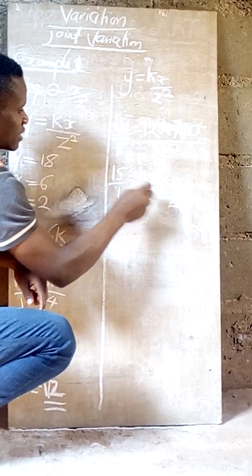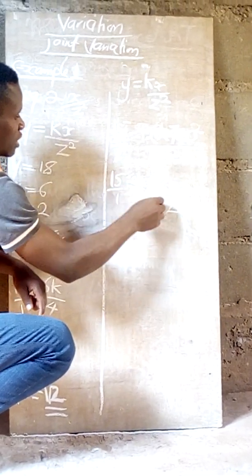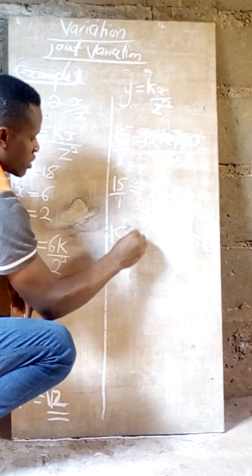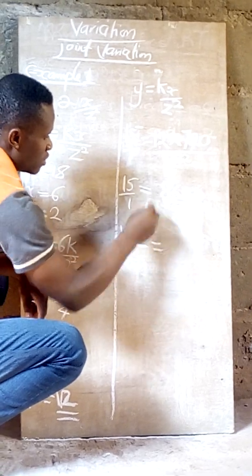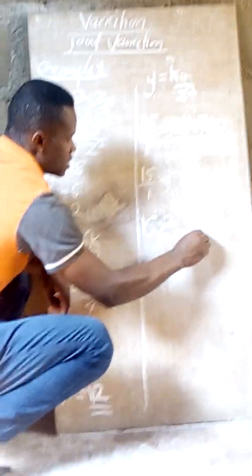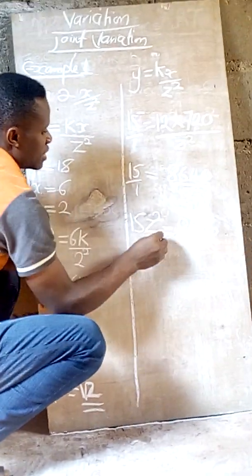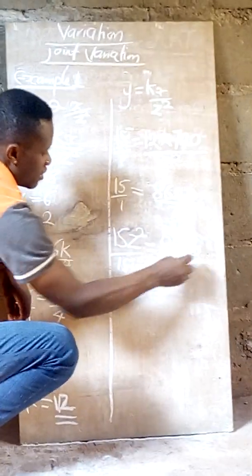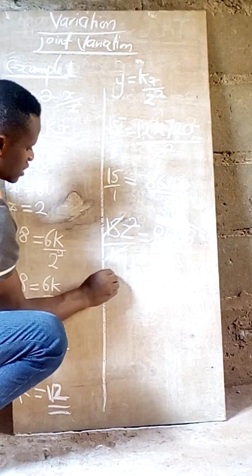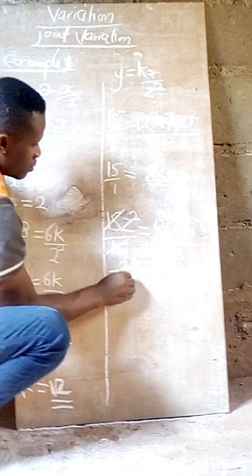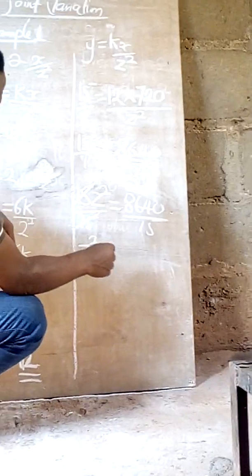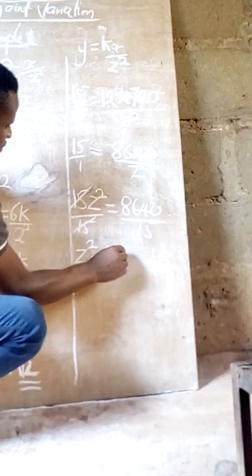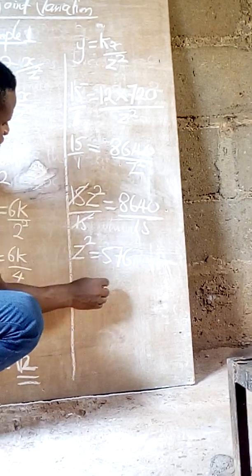We now have z squared. This 15 times this gives us 15 z squared, right? Equals to 8,640, the same thing. We divide by 15, right? This cancels, right? z squared is equal to 576. Make sure, 5, 7, 6, 576.